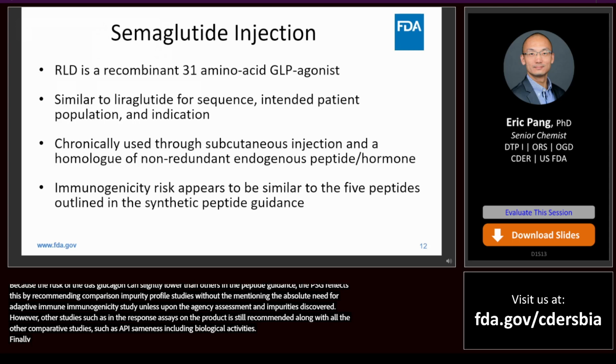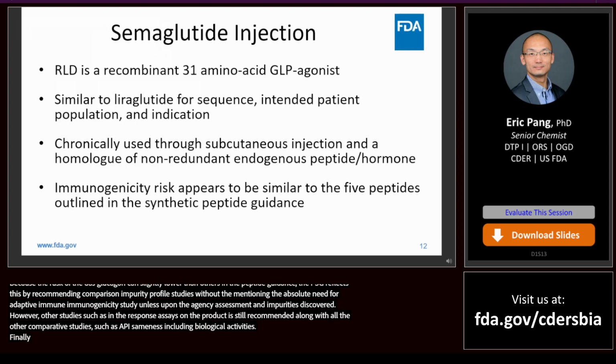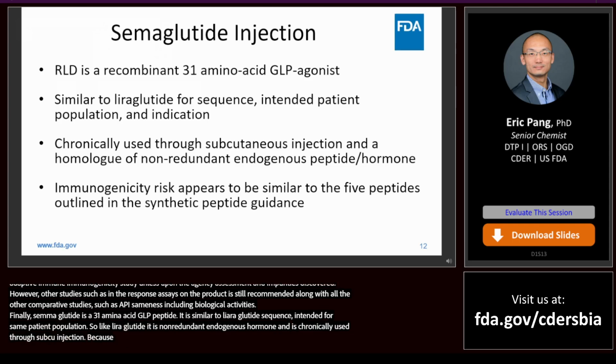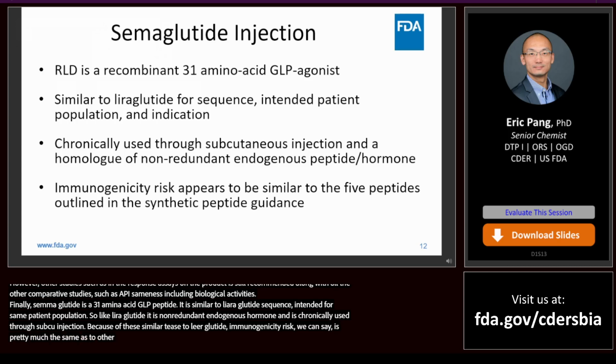Finally, semaglutide. Semaglutide is a 31 amino acid GLP-1 agonist peptide. It is similar to liraglutide in sequence, and also for the intended indication for the same patient population. So like liraglutide, it is a homologue of a non-redundant endogenous hormone and is chronically used through sub-Q injection. Because of these similarities to liraglutide, its immunogenicity risk we can say is pretty much the same as the other 5 peptides, along with liraglutide, outlined in the synthetic peptide guidance.